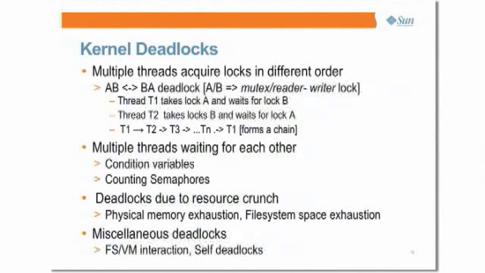Then you have other miscellaneous deadlocks, like between the file system and the virtual memory interaction. You have certain deadlocks where a thread took a particular mutex or a reader-writer enter, did various activities, and comes back and wants to take the same mutex or reader-writer lock. So it's basically wanting to take a lock which it itself has to release before the system can make forward progress.